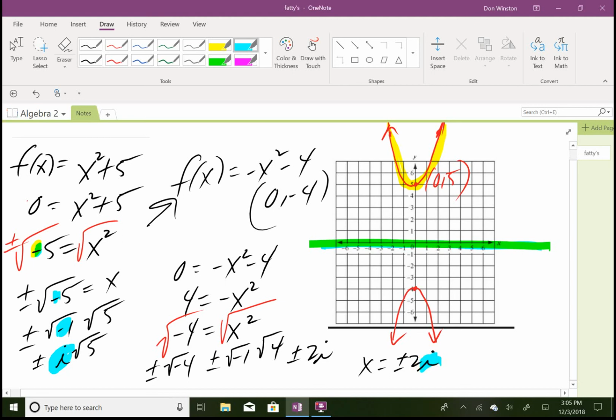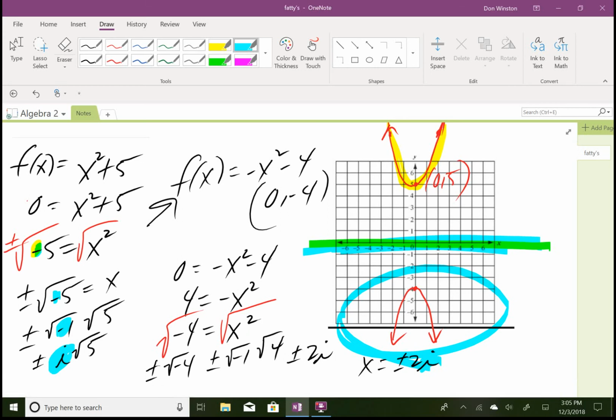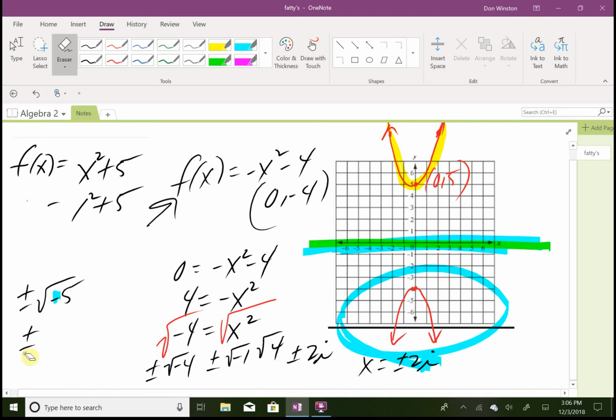Again, part of my solution, or root or zero, included an imaginary number, because the parabola never crossed the x-axis. All right? And so that's an easy way to identify whether or not you'll have imaginary answers. If the parabola does not cross the x-axis or even touch it, you will have imaginary answers. You'll have a negative in the radical. And so that's where we're going with this.